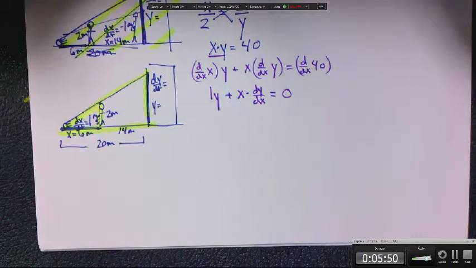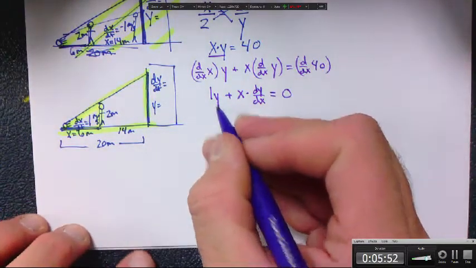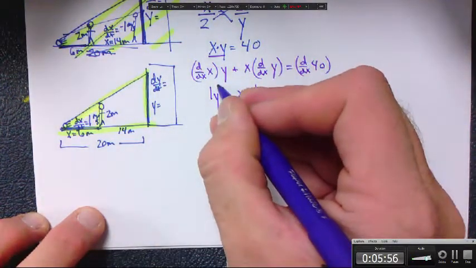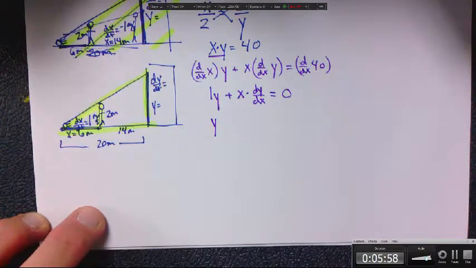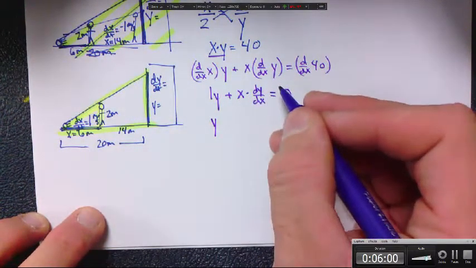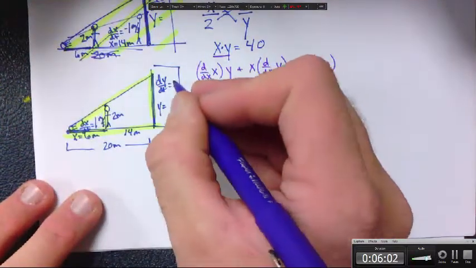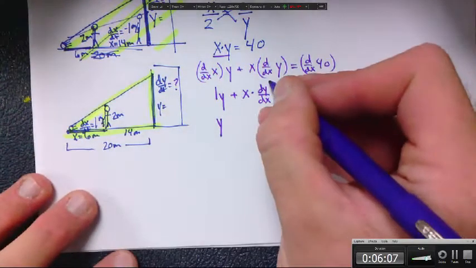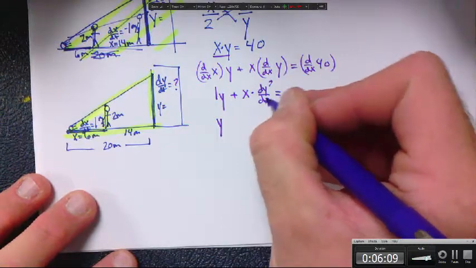Filling this in. We don't know what y is. That's what we're looking for. Now, what are we looking for? The question says how fast. It's asking for how fast the shadow is changing. So it's asking us to find dy dt, I mean, not dx.